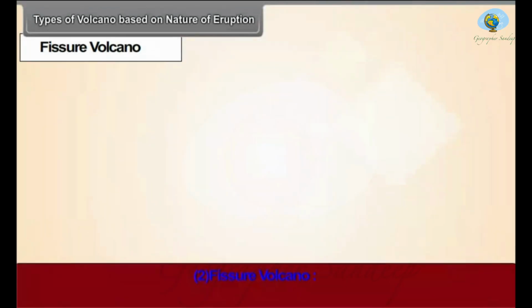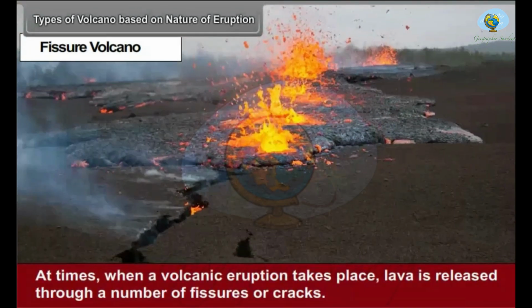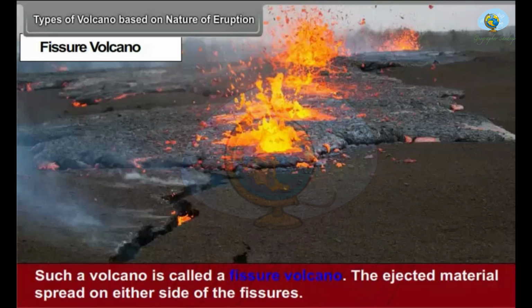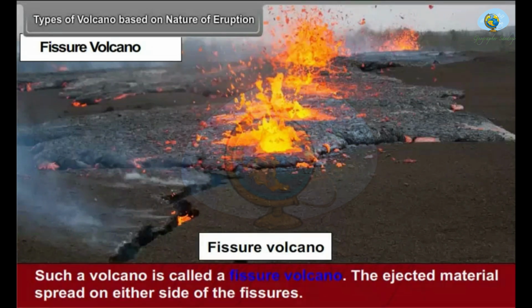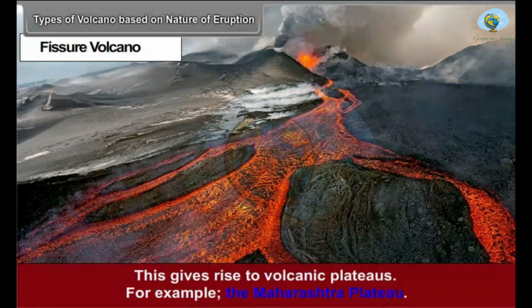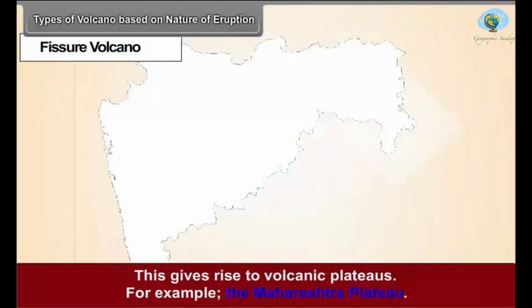Fissure volcano. At times, when a volcanic eruption takes place, lava is released through a number of fissures and cracks. Such a volcano is called a fissure volcano. The ejected material spreads on either side of the fissures. This gives rise to volcanic plateaus. For example, the Maharashtra Plateau.